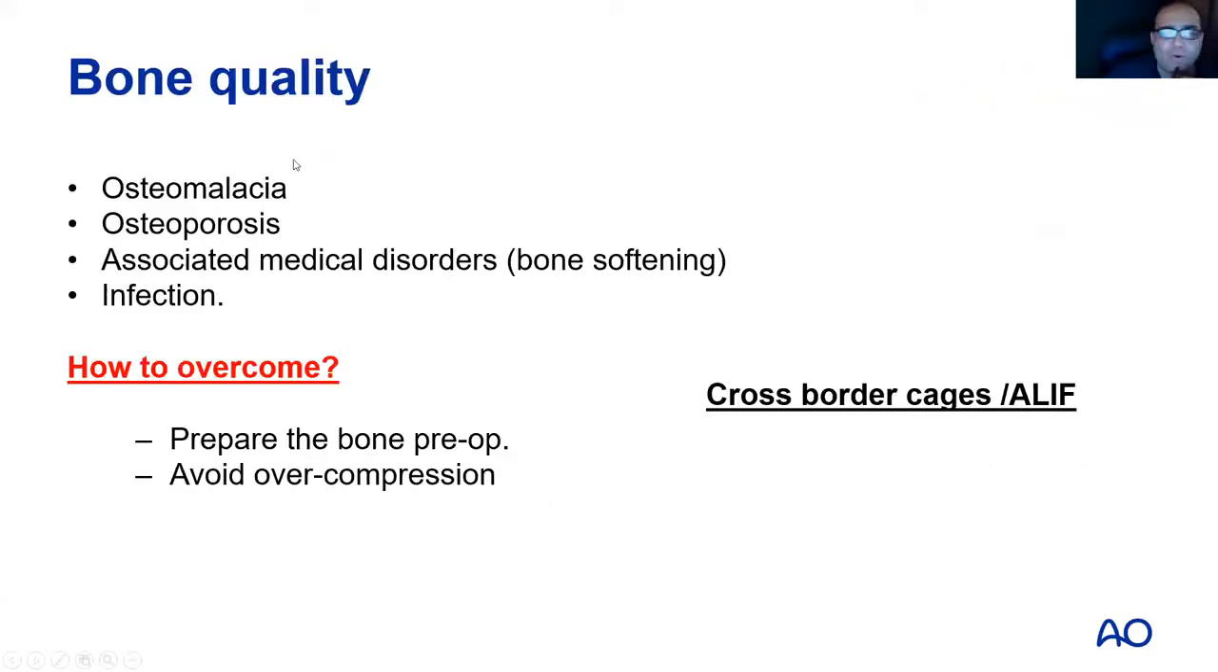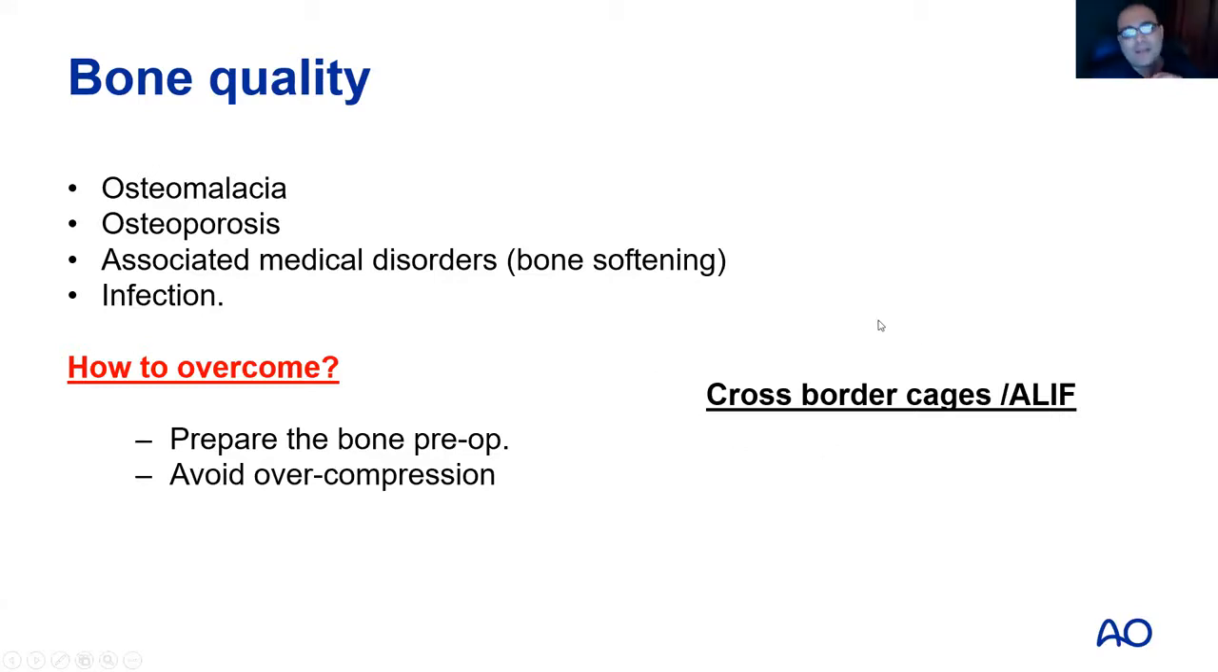Regarding bone quality, osteomalacia, osteoporosis, or associated medical conditions like renal failure, bone softening disorders, and the presence of infections are risk factors for developing cage subsidence. So prepare your bone well, and you can give the patient some anabolics. You can improve the osteoporosis as well, and of course avoid overcompression.